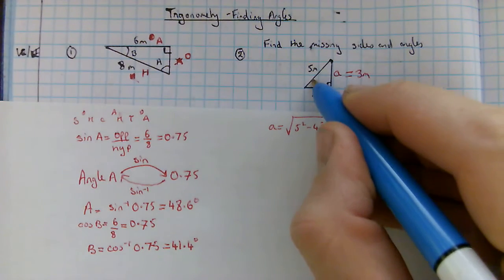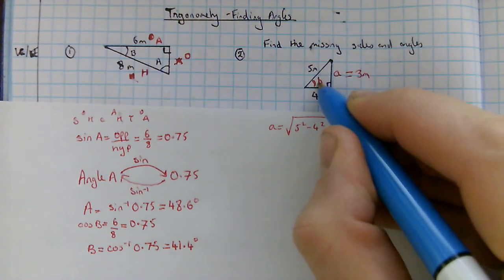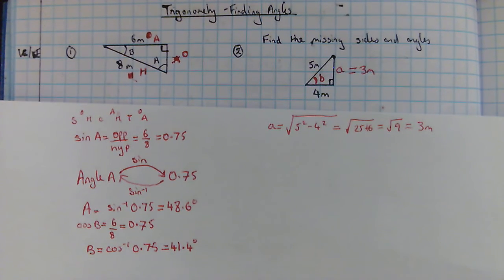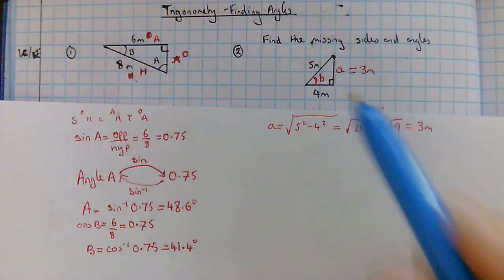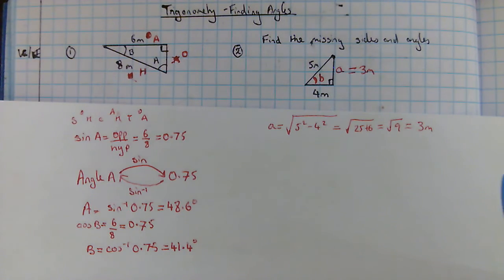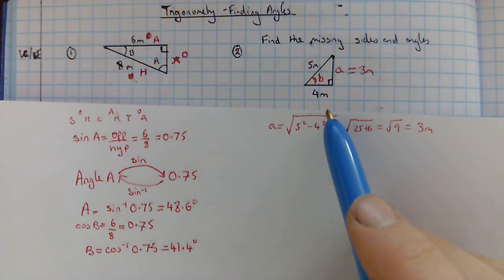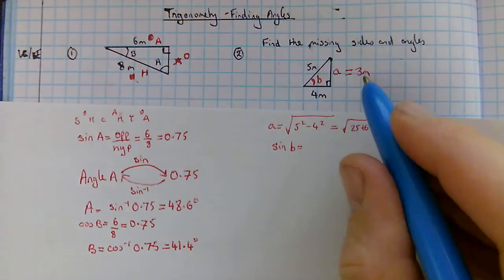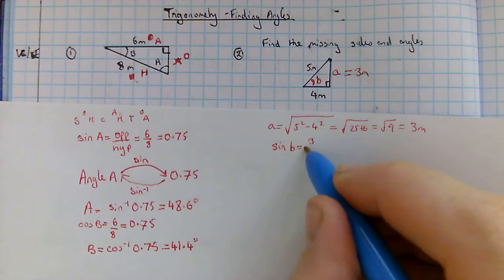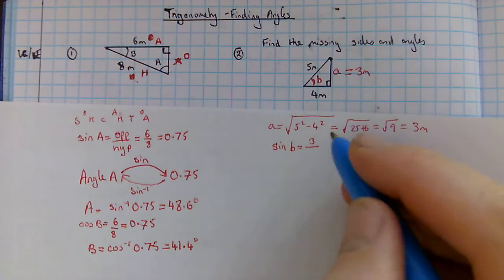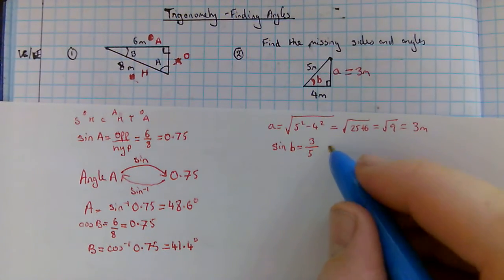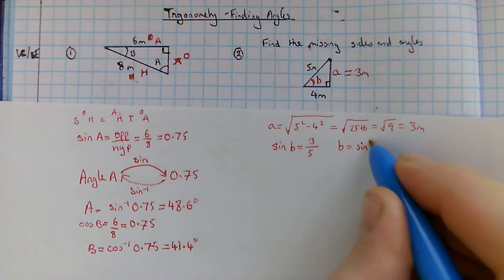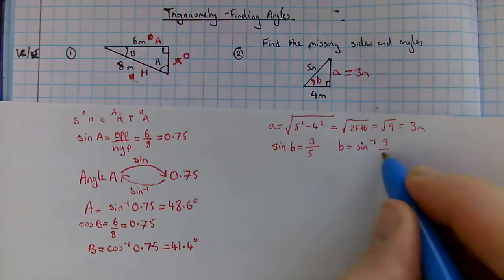I'm going to call this angle B. Now, I've got lots of information that I can use to find out angle B. I've got all three sides, so I could use any of sin, cos or tan. I'm going to use sin, so sine B is the opposite over the hypotenuse, which is 5. Sine B equals 3 over 5. Therefore, B equals the inverse sine of 3 over 5.